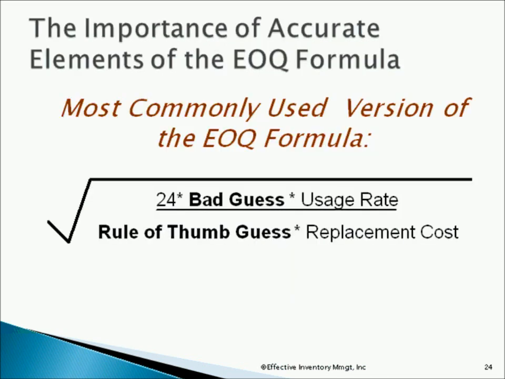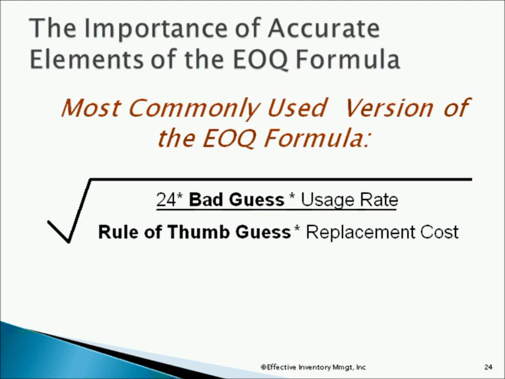Now, some people don't like the economic order quantity formula. They don't like the results that the economic order quantity formula produces. Well, they're probably using a bad version of the economic order quantity formula. They don't know what their cost of replenishing inventory is. So they replace the cost of replenishing inventory with a bad guess. You see that in the numerator of this equation.